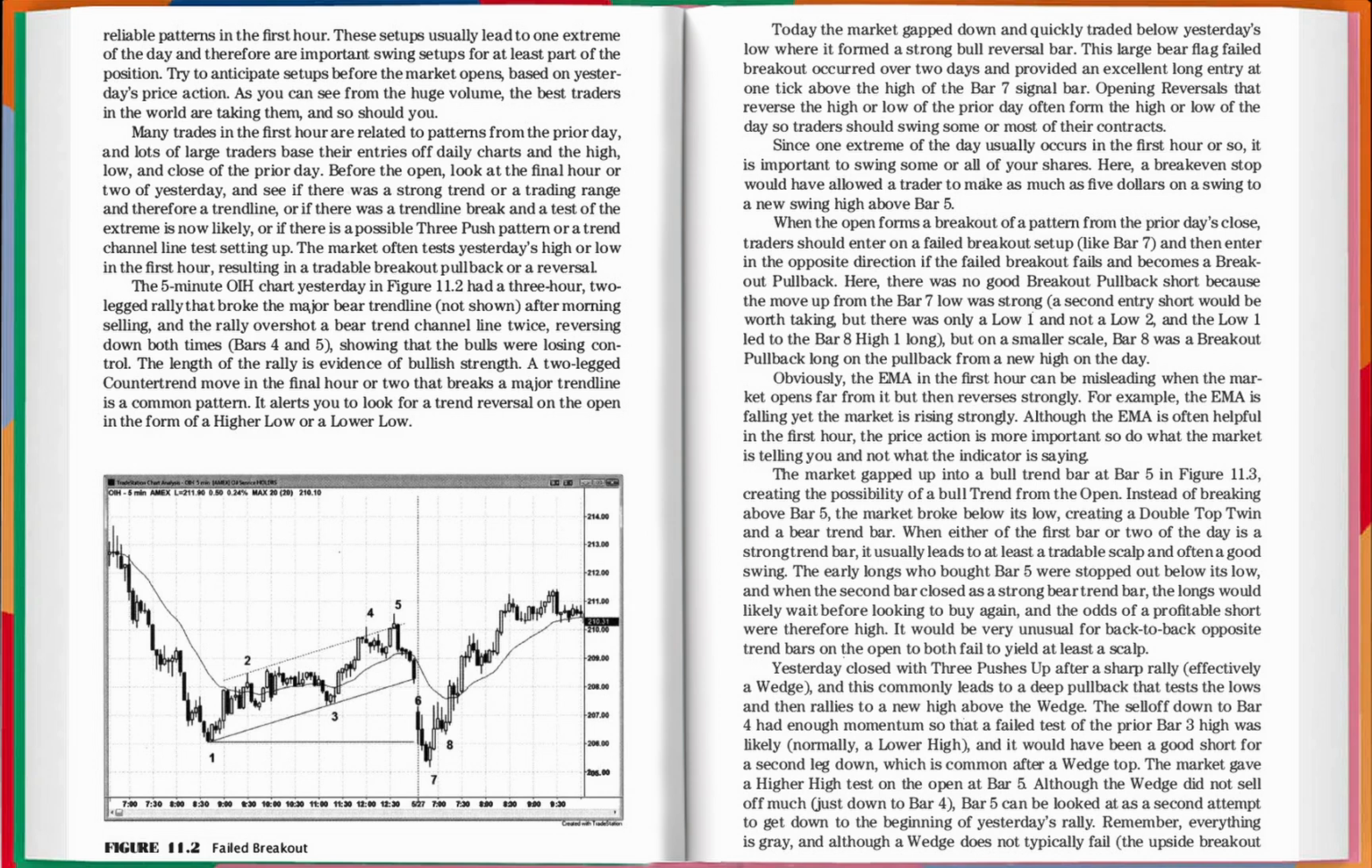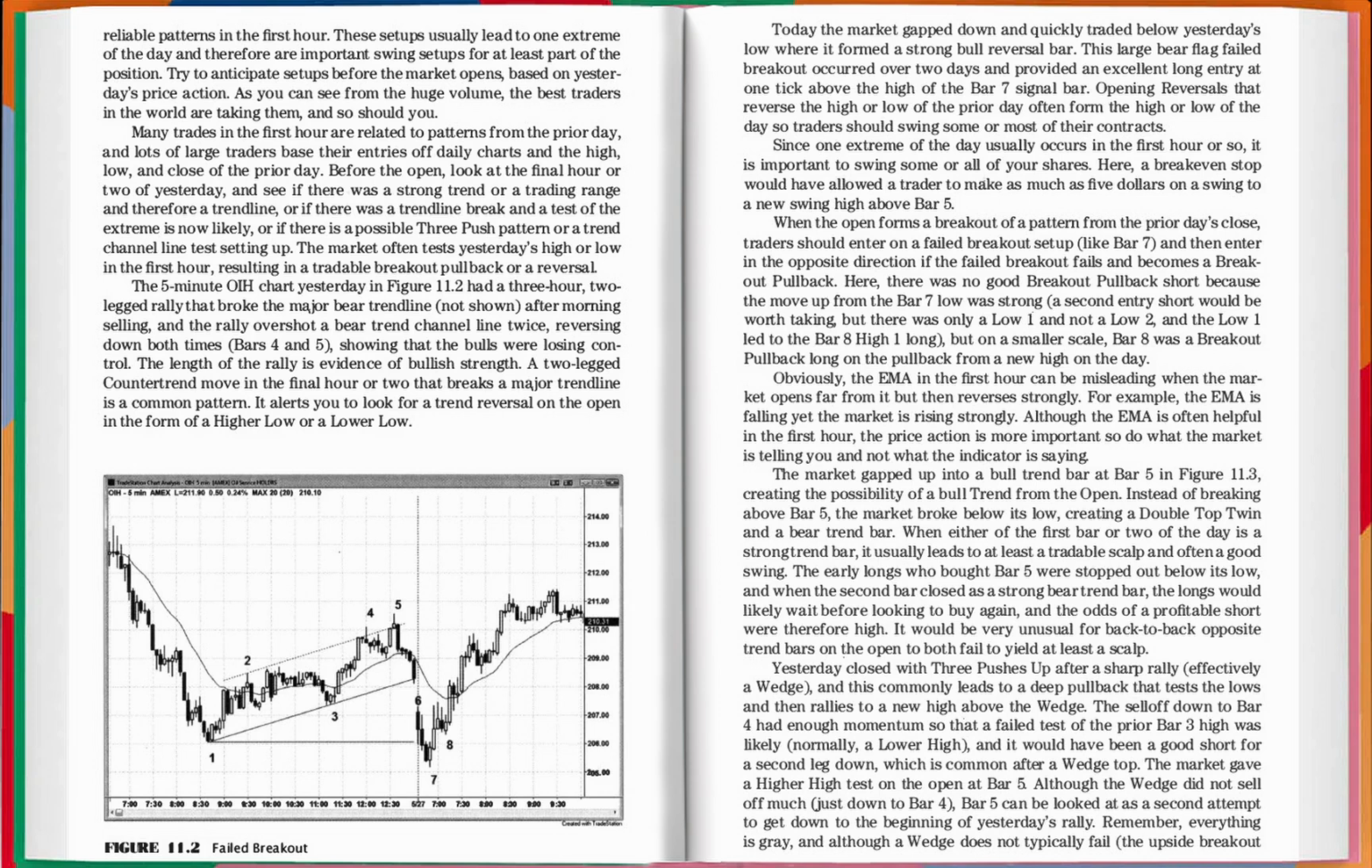The early longs who bought bar 5 were stopped out below its low, and when the second bar closed as a strong bear trend bar, the longs would likely wait before looking to buy again, and the odds of a profitable short were therefore high. It would be very unusual for back-to-back opposite trend bars on the open to both fail to yield at least a scalp. Yesterday closed with 3 pushes up after a sharp rally, effectively a wedge, and this commonly leads to a deep pullback that tests the lows and then rallies to a new high above the wedge.